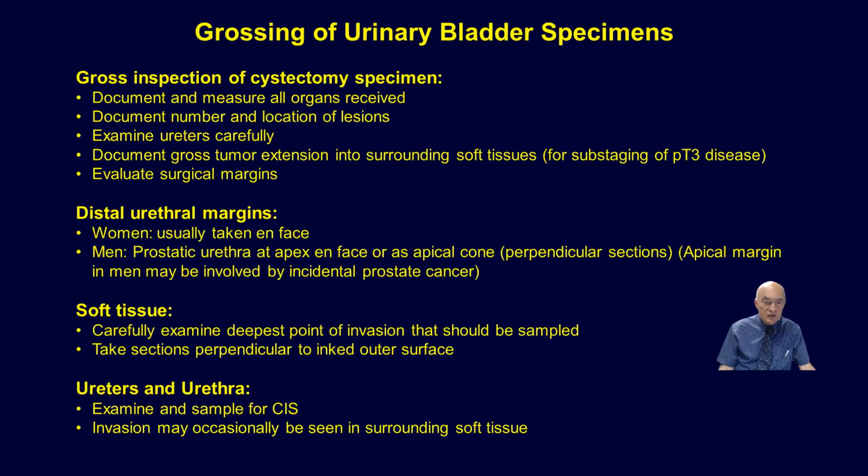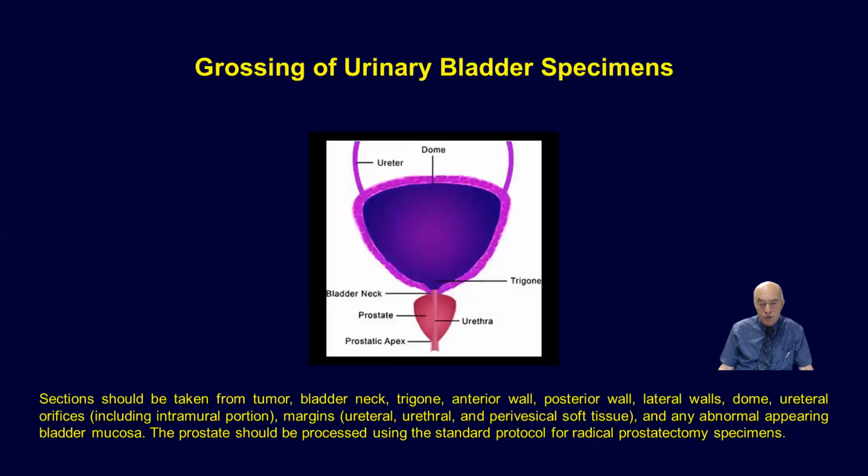So it's important to examine the areas with suspicious lesions if they have invasion that can go deeper into the lamina propria, the muscle, or even the adipose tissue, the vesical adipose tissue. And also, we need to take random samples because CIS is not obvious in the gross examination, and we need to be careful to be able to sample properly.